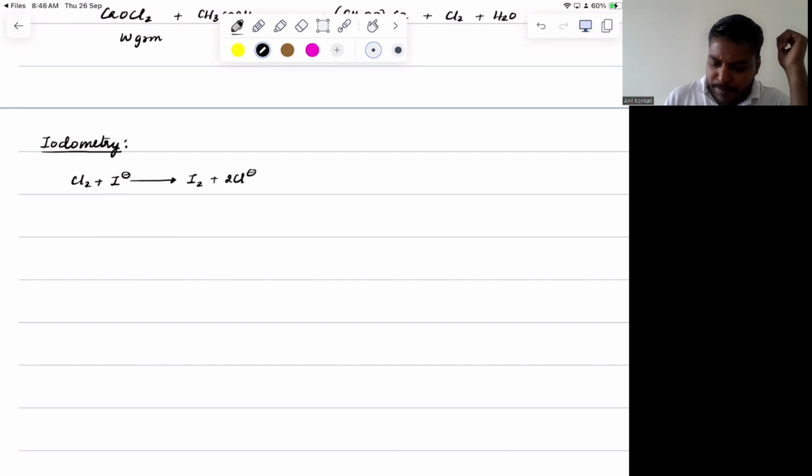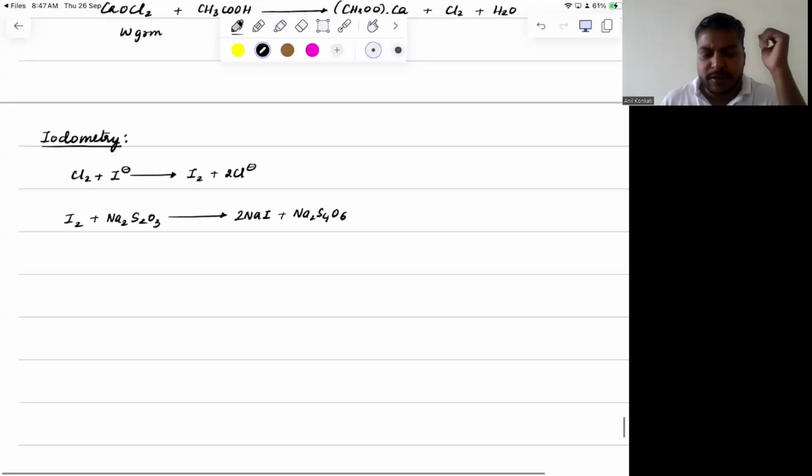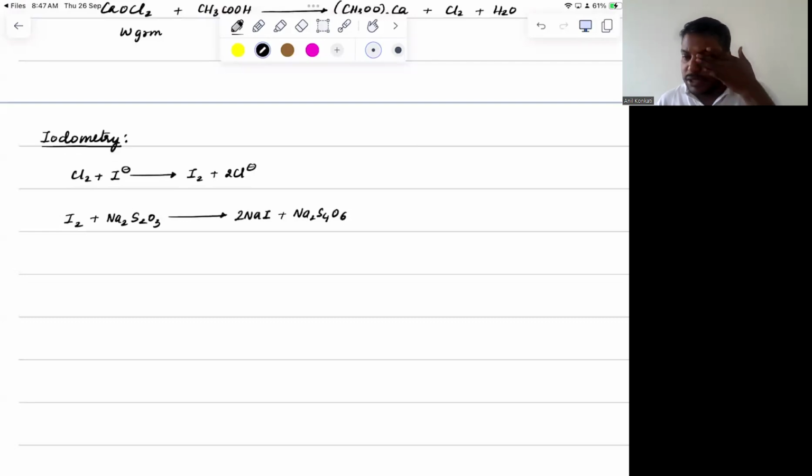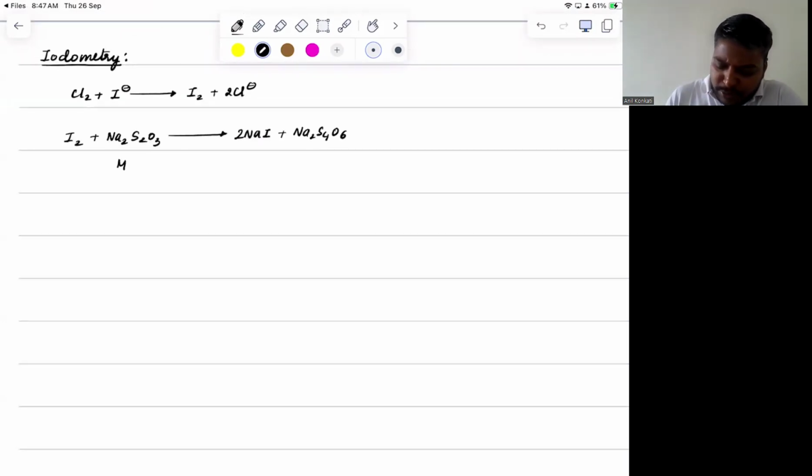Got it? And whatever the I2 which you have got, we will react with thiosulfate. And from that thiosulfate, we'll get 2NaI and Na2S4O6. So if you recall, whatever the chlorine that has been released, we react with some excess KI, convert that into I2. And whatever I2 that we get, we do the titration with sodium thiosulfate. Based on this, we know the molarity and the volume that we have used.